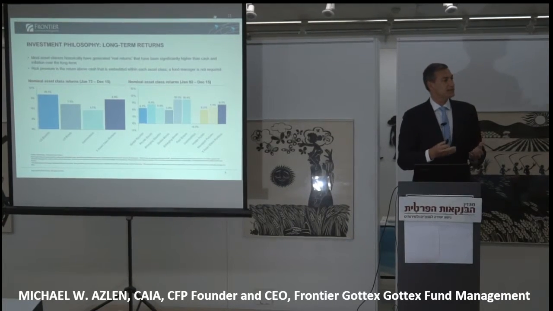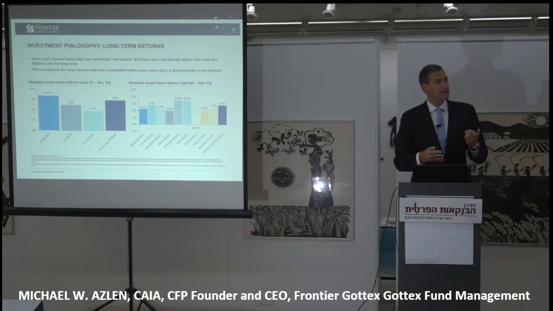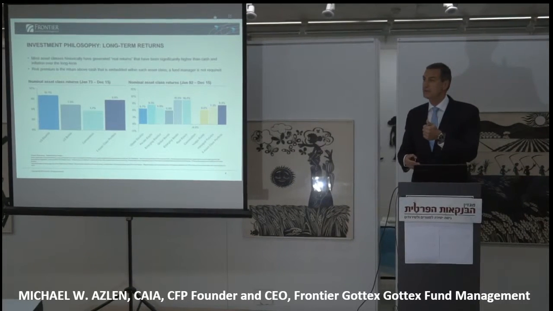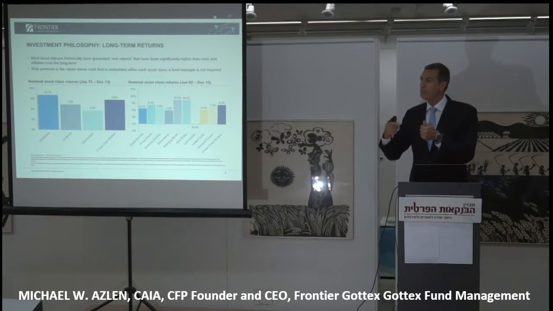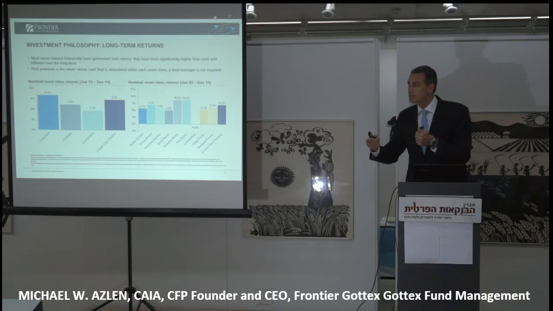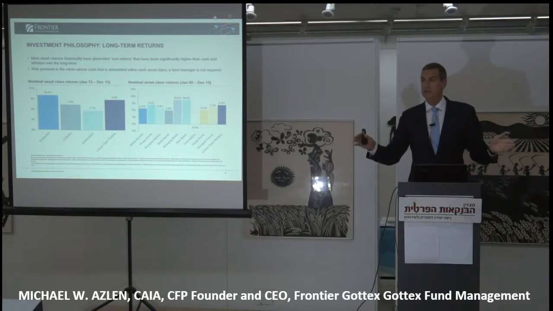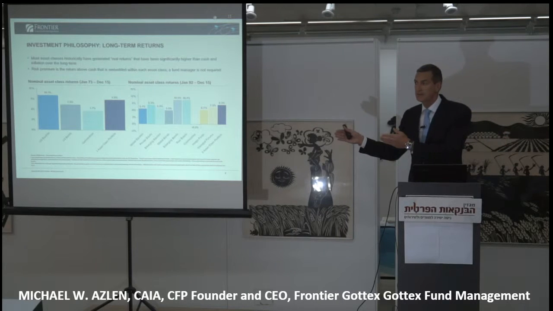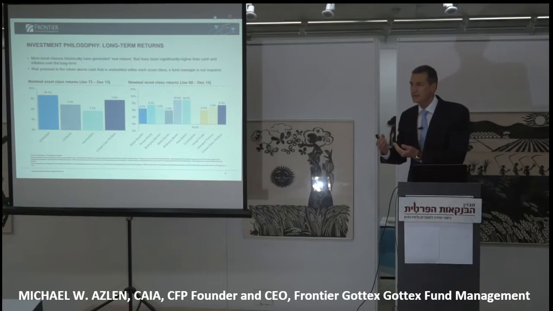The first thing to understand, there are two key things to understand about this number. The first thing is 10% a year compounding for 43 years, this ends up being a large amount of money. Second thing to understand, there's no fund manager involved in that number. So where does the return come from?